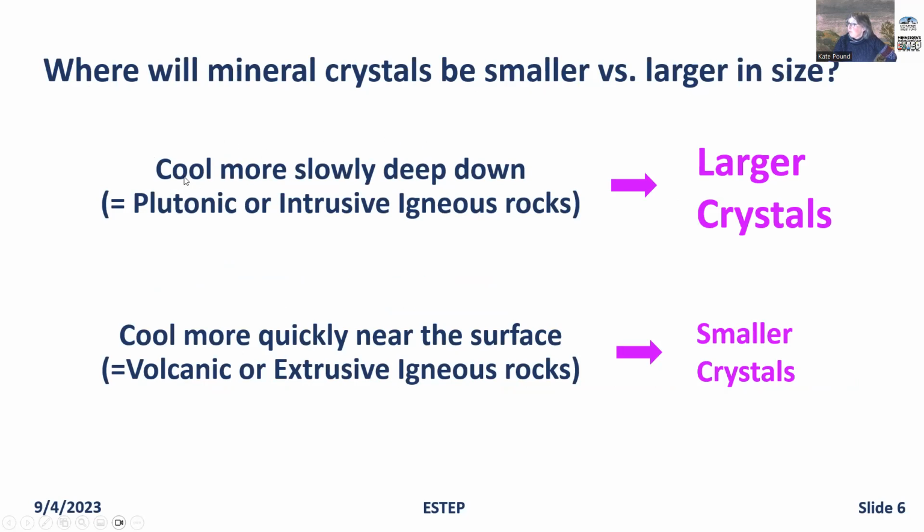So if we have cooling slowly deep down, that will generate larger crystals. And that's because they have more time to grow these individual crystals of minerals. Whereas if we've got material at or near the surface, and it cools much more quickly, it basically just doesn't have time for the crystals to grow large. They get locked in at a very small size.